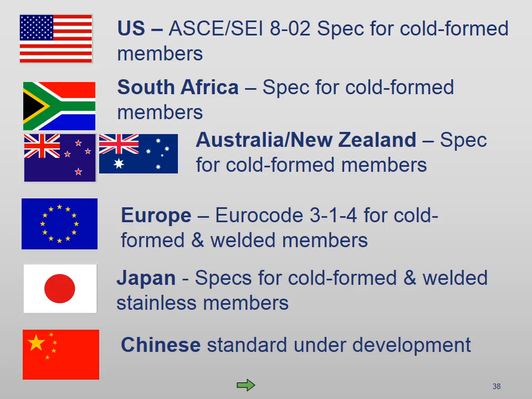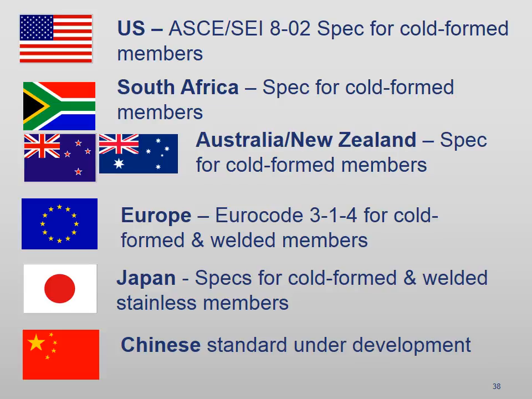So, this slide shows the different structural design standards that are available worldwide. As I said, there's an American specification for cold-formed stainless steel members. That was first published, I think, in 1968, and there have been a couple of revisions since then. Then the South African and Australian and New Zealand standards bodies took that work and modified it slightly to prepare their own specifications for cold-formed members made of stainless steel.